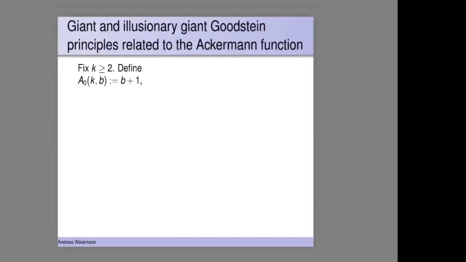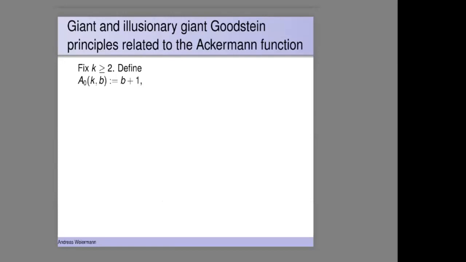Anyway, we have not yet seen giant and illusionary Goodstein principles. Now I will introduce those. For this, I switch to the standard Ackermann function. I fix again a number k at least as big as 2, but I could also use k at least as big as 1. It would not matter here.